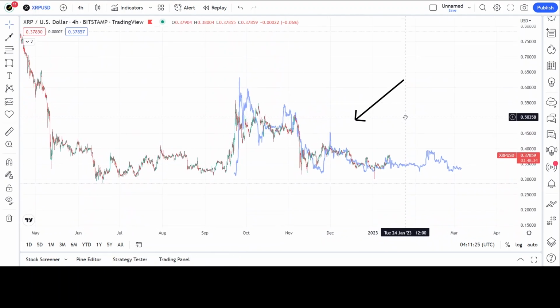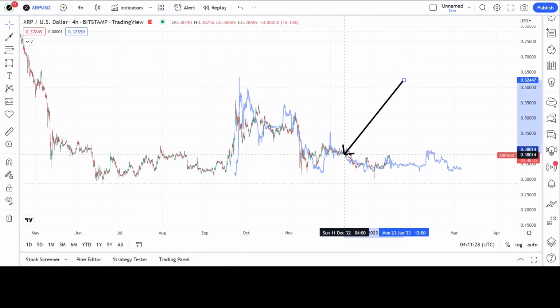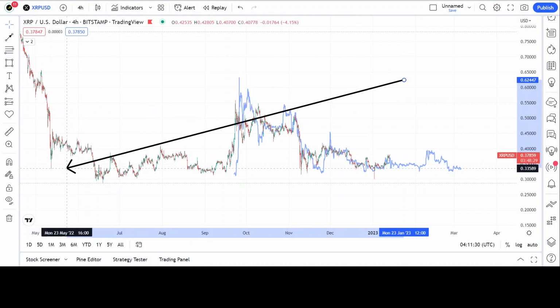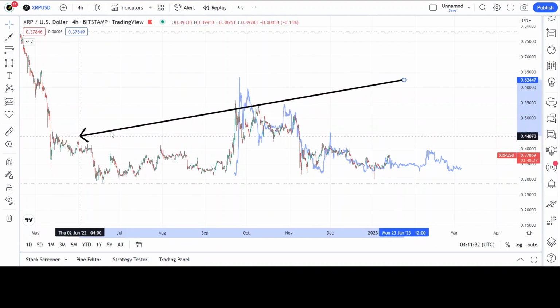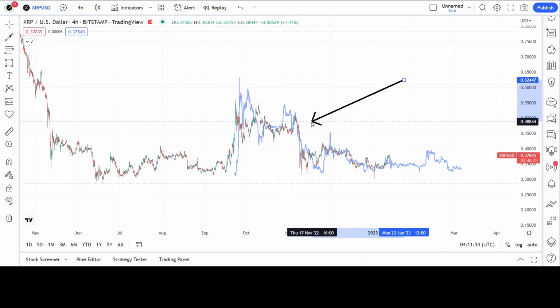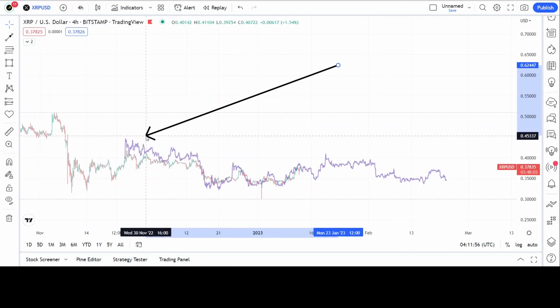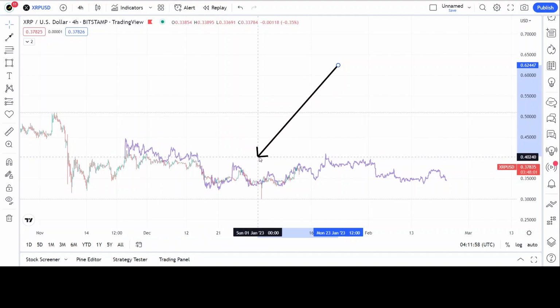Now, I'm going to complicate things a little. I'm going to take this structure off, and I'm going to copy and paste this structure, which is from May to September, onto here. Let's do that. Okay, so as you can see, this structure also matches.